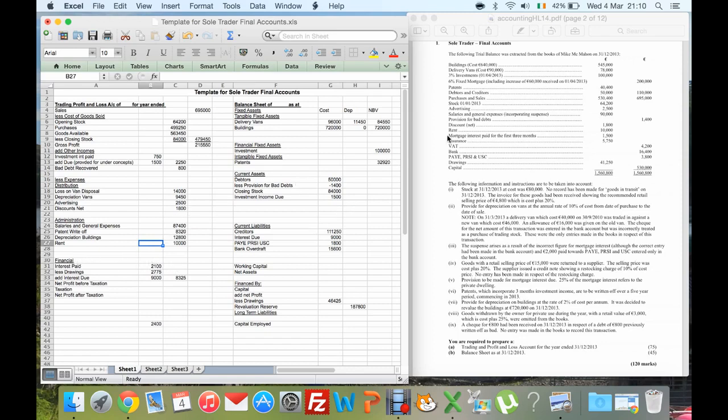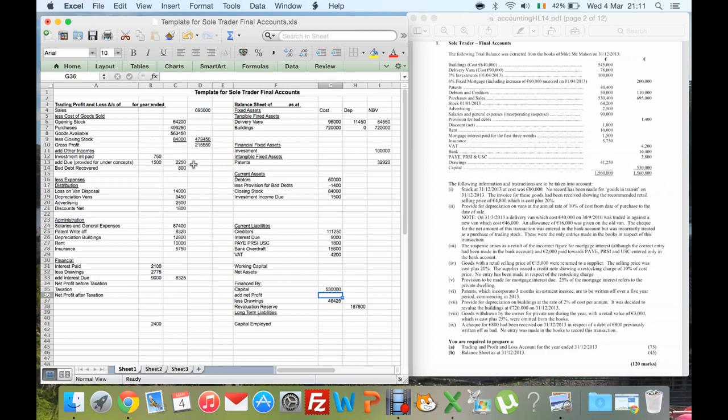Yes, we have. Insurance is 5,750. That's an expense, an administration expense. VAT. So VAT is either money that we're owed back or we owe to the government. Because it's on the credit side, it's money we owe, so it's a liability. Bank we've dealt with, PRSI we've dealt with, drawings we've dealt with, and capital is 530. So we can go and deal with the rest of the question.